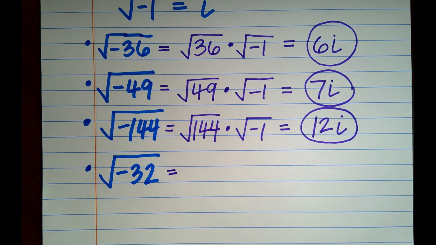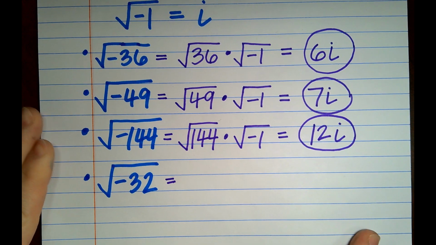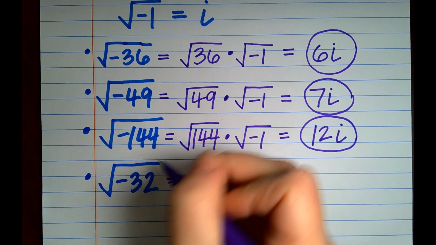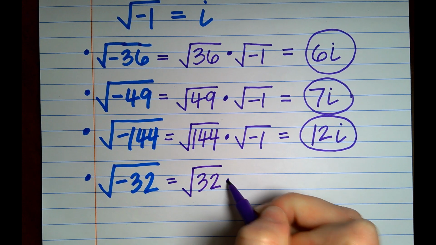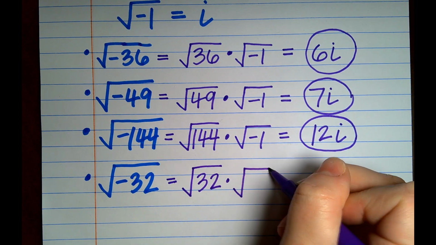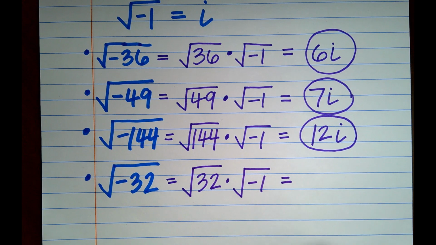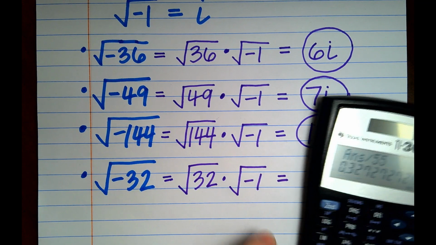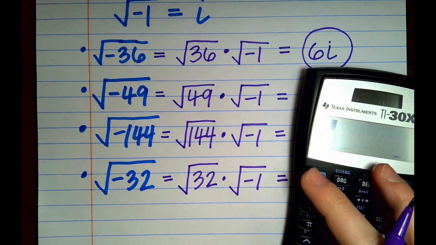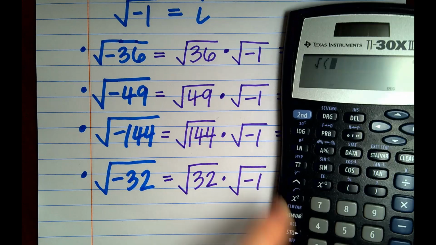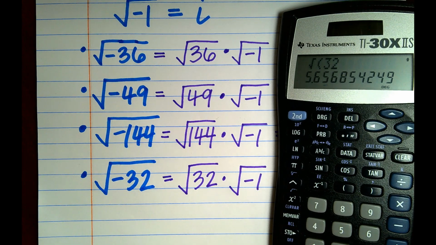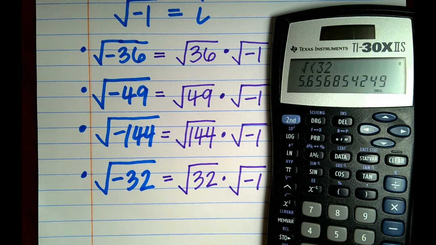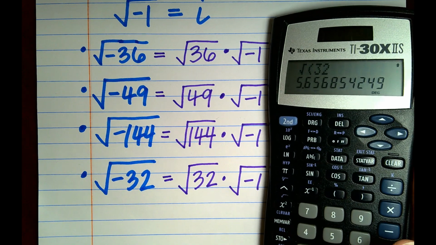Okay, so what would I do to get rid of the negative under the square root in my next step? Yes, we're going to write the square root of positive 32, times the square root of negative 1. Now, whenever I try to find the square root of 32, I'm going to get a big, long decimal: 5.656854249, and it probably goes on forever.